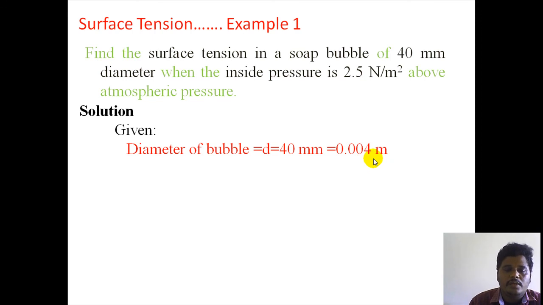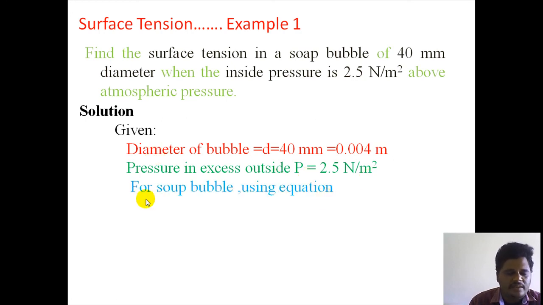For the soap bubble, P is given as 2.5. You know that for a soap bubble, P is equal to 8 sigma divided by D.